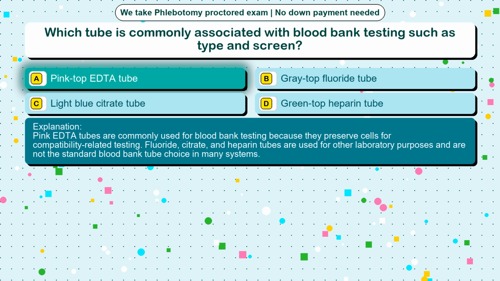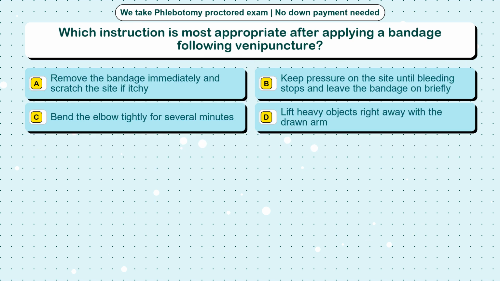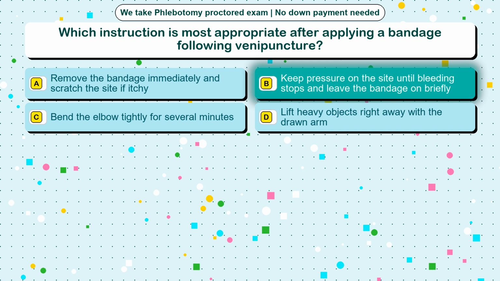Question 26. Which instruction is most appropriate after applying a bandage following venipuncture? Option A, remove the bandage immediately and scratch the site if itchy. Option B, keep pressure on the site until bleeding stops and leave the bandage on briefly. Option C, bend the elbow tightly for several minutes. Option D, lift heavy objects right away with the drawn arm. The correct answer is option B, keep pressure on the site until bleeding stops and leave the bandage on briefly.